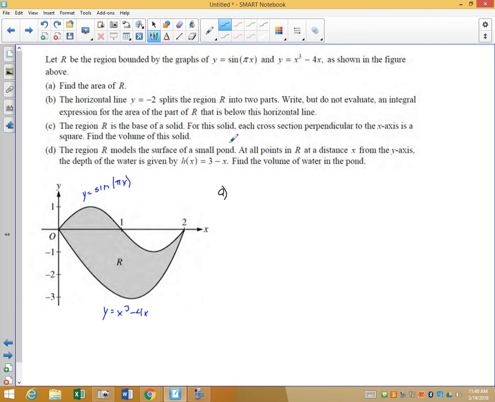Somebody open that for me, please? It'd be the integral from 0 to 2 of the top, sine pi x, minus the bottom. Please make sure you watch your parentheses, because if you don't put parentheses around the x cubed minus 4x, it's wrong. So the area between two curves, it's either top minus bottom or right minus left, and this one's a top and bottom. Don't forget to write the dx.